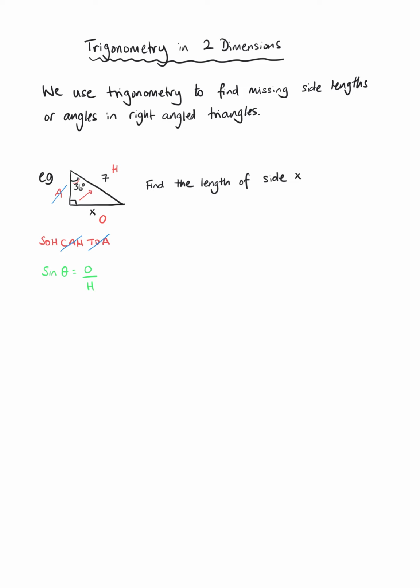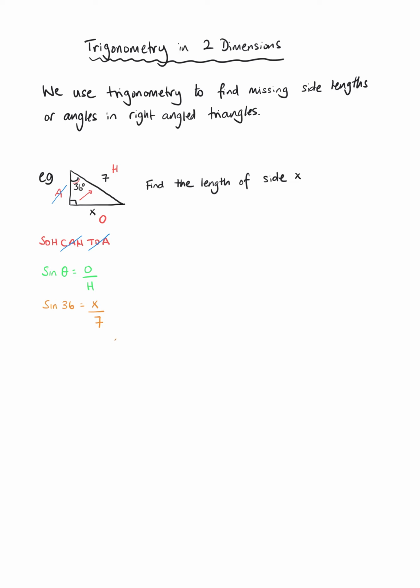Now what I'm going to do is substitute in the values that I need. So sin of 36, because the angle I've been given is 36, is opposite x over hypotenuse 7. Now on my calculator, I know that sin 36 is 0.588 to 3 significant figures. But I'm not going to work that out yet. I'm going to leave it as sin 36 so I get as accurate an answer as possible.